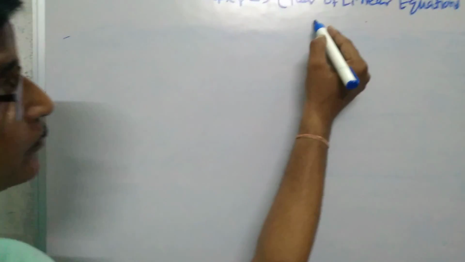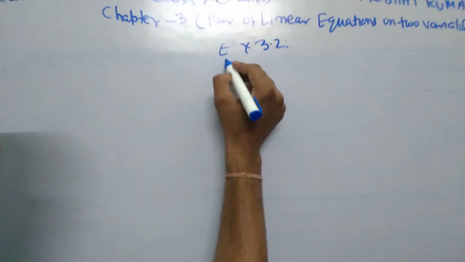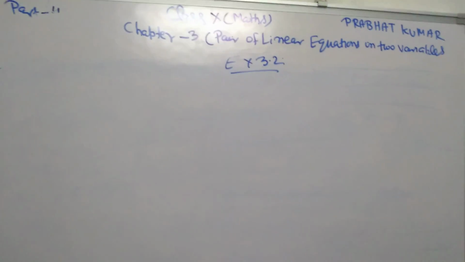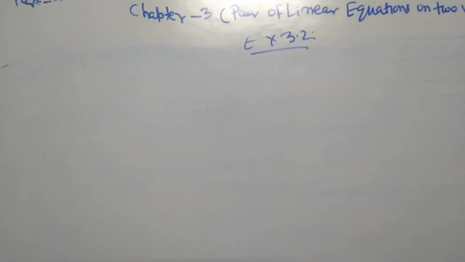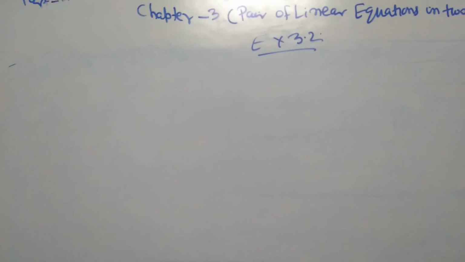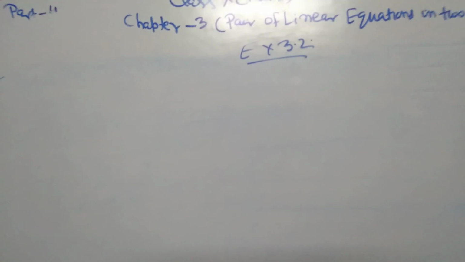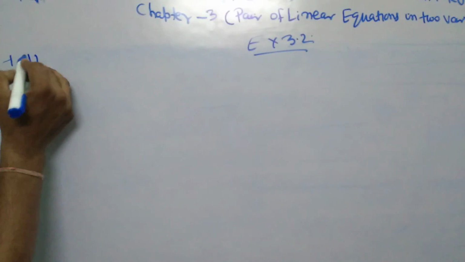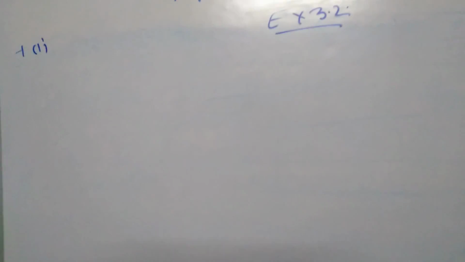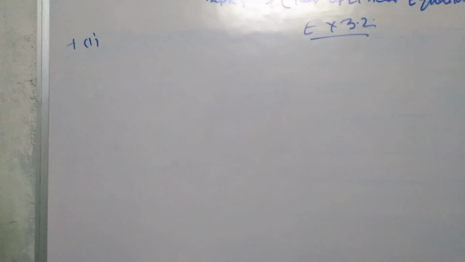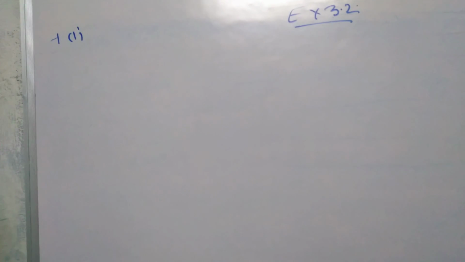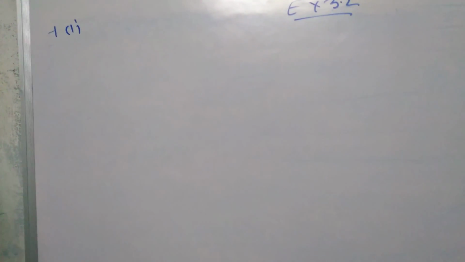Exercise 3.2. First part. 10 students of class 10th took part in a mathematics quiz. If the number of girls is 4 more than the number of boys, find the number of boys and girls who took part in the quiz.